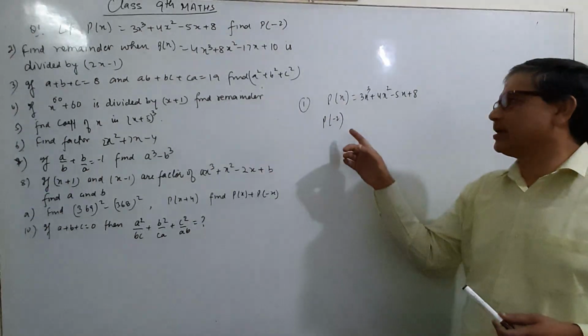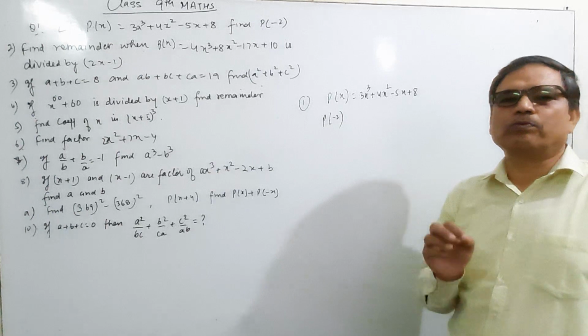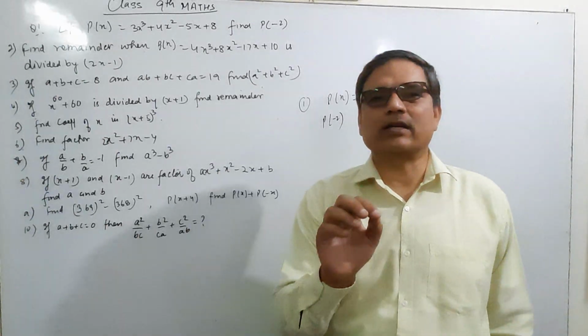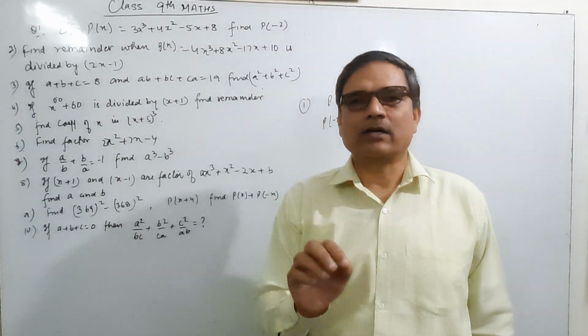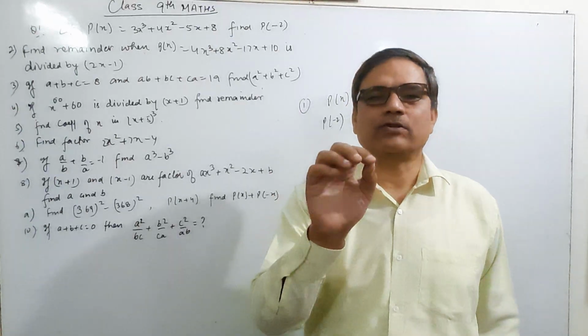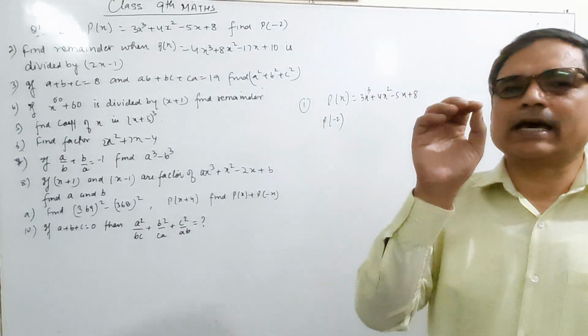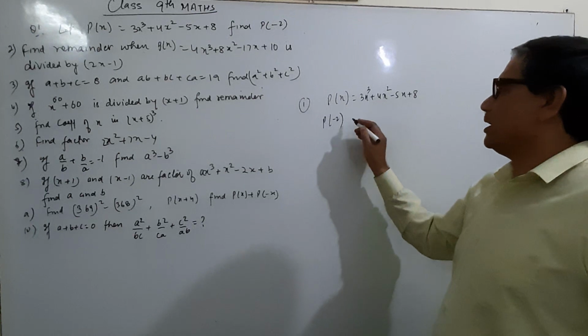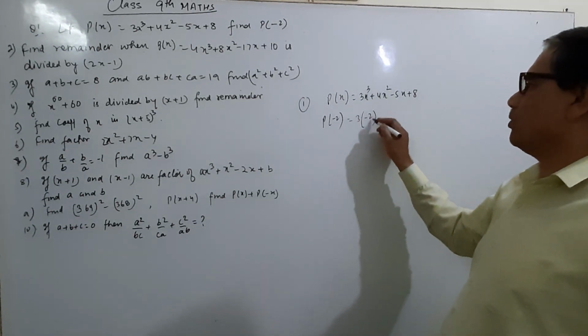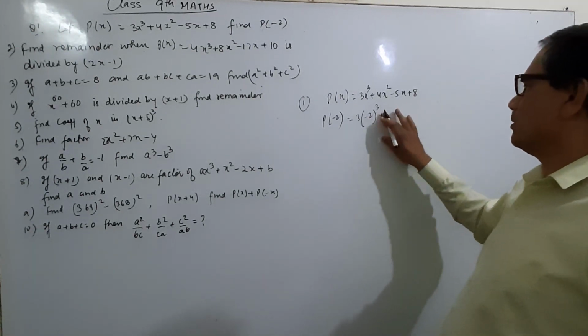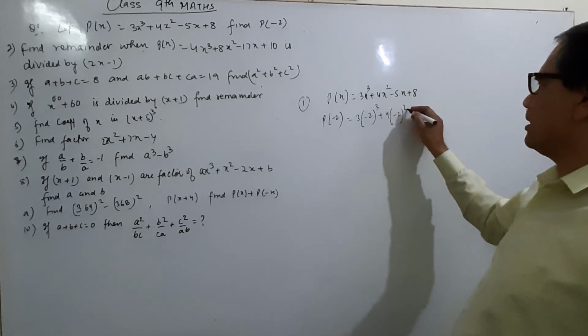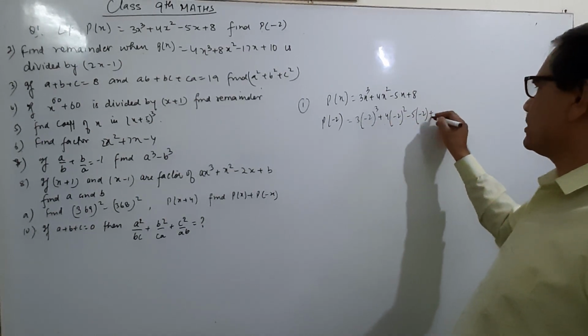What is the meaning of P(-2)? It means we have to put the value of x, which is minus 2. I have to place minus 2 in place of x. Where there is x, we have to put minus 2. Here it is 3(-2) whole cube plus 4(-2) square minus 5(-2) plus 8.